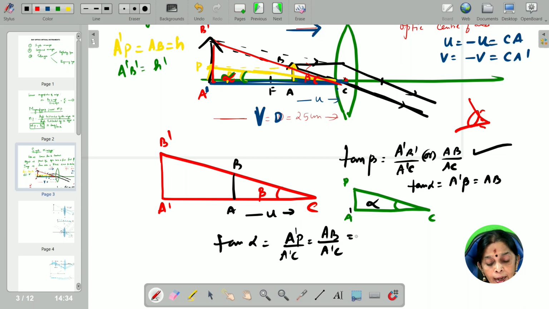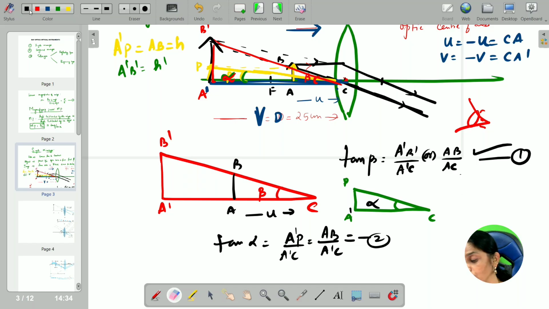So therefore A dash C is nothing but minus D, or you can write it as D itself, so that later on after applying sign convention you can write the same thing. So this is equation number 2, tan beta is equation number 1. Okay, so I have found these 2 equations. Tan alpha I wrote it here, so I don't want it, I am erasing it. So I know tan beta, I know tan alpha.